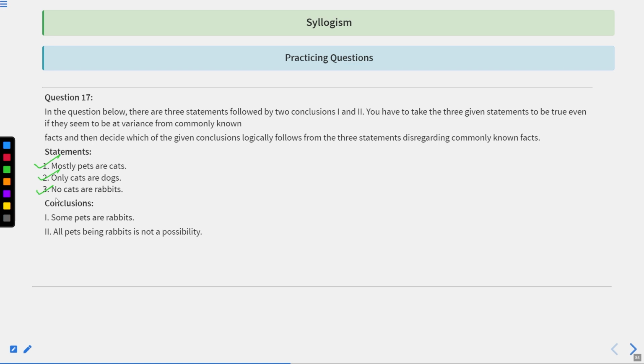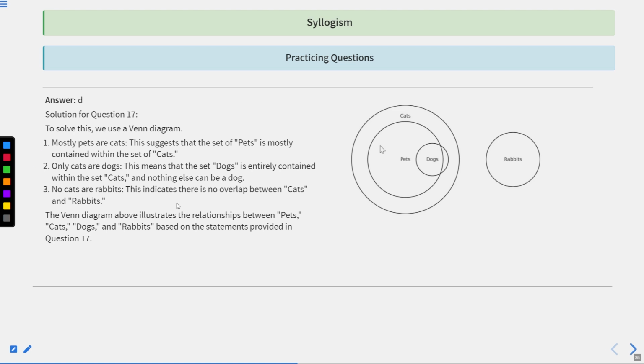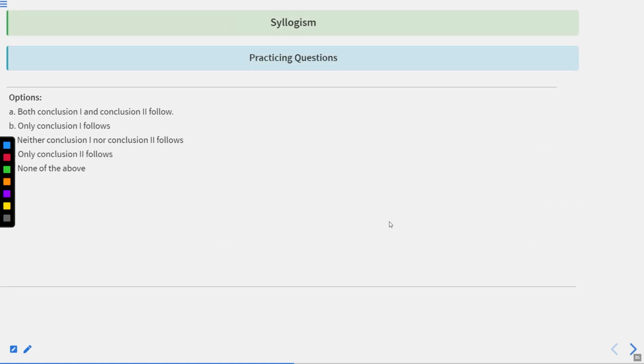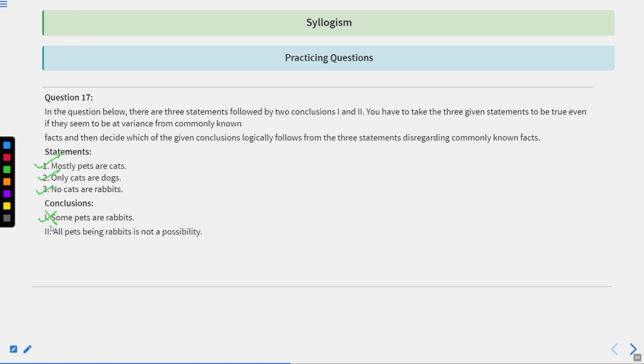It says some pets are rabbits. Is it possible that some pets are rabbits? There is no relation. Then obviously conclusion number 1 doesn't follow, because there is clear indication that the majority of the pets are within the ambit of cats, and there is no relation between cats and rabbits. So therefore, some pets are cats, and obviously there is no relation depicting a relation between pets and rabbits. So some pets are rabbits cannot be concluded.